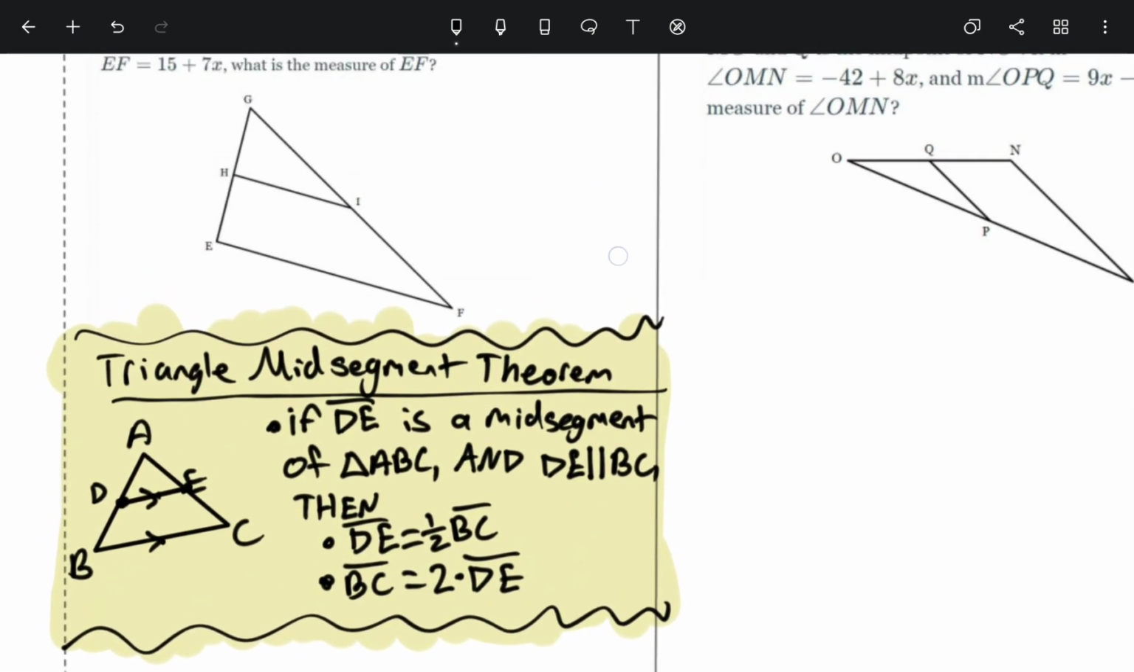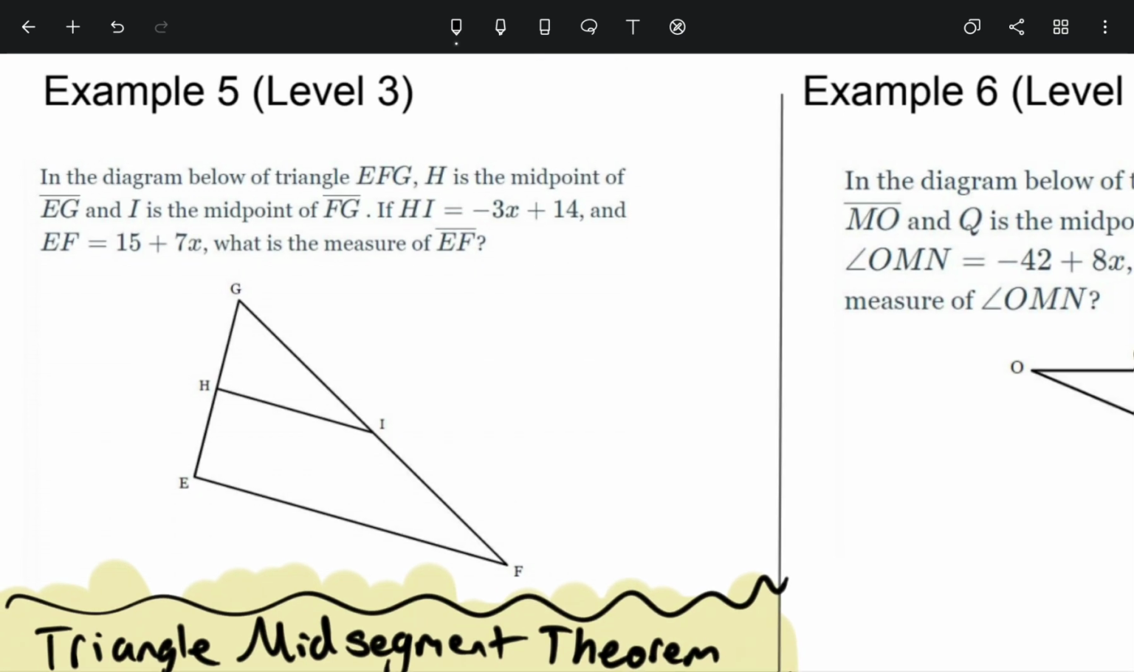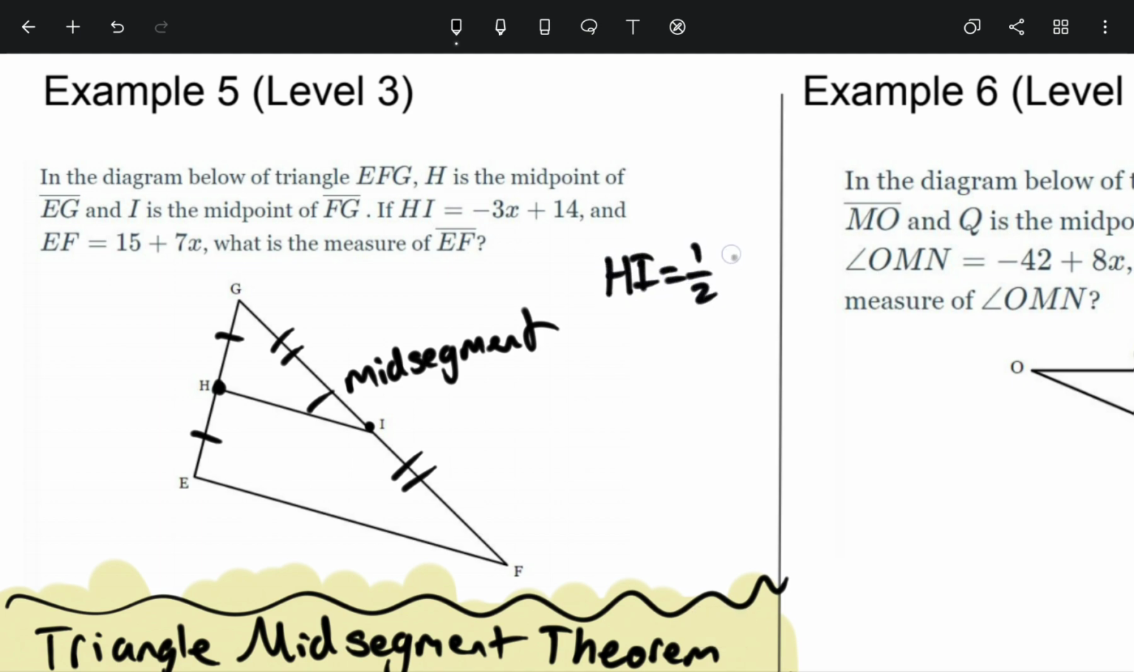Okay. Now let's go ahead and bounce back to our question. So in the diagram below of triangle EFG, we know H is the midpoint of EG and I is the midpoint of FG. That means this is a mid-segment. GH and HE are going to be congruent, and GI and IF are going to be congruent. And HI is going to be half of EF. So that is what this first sentence tells us.